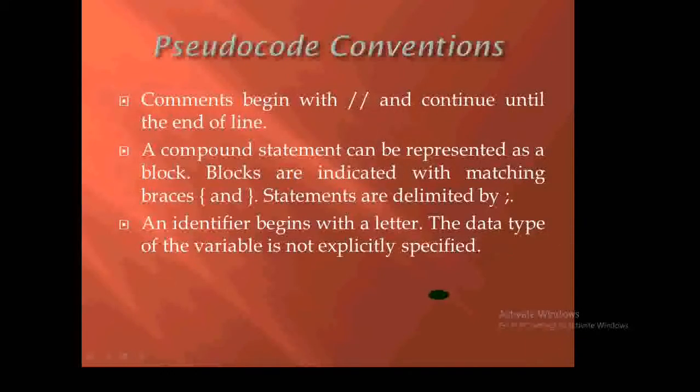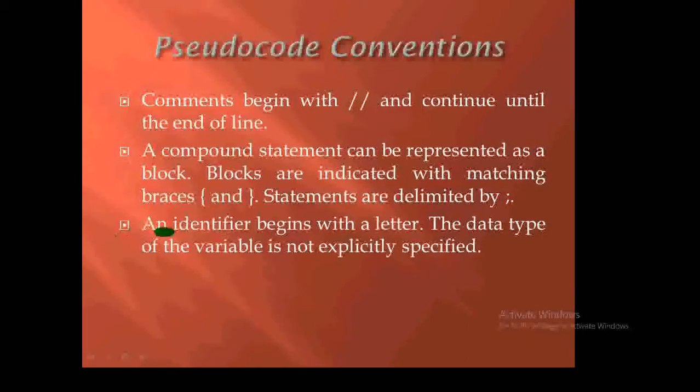Next, here when we want any extra explanation about the algorithm or the formulas used with an algorithm, you can write comments. Comments begin with double slash and continue until the end of the line. When we start a line with a double slash, the entire line is treated as a comment. A compound statement can be represented as a block. Blocks are indicated with matching braces. Each statement should be delimited by semicolon.